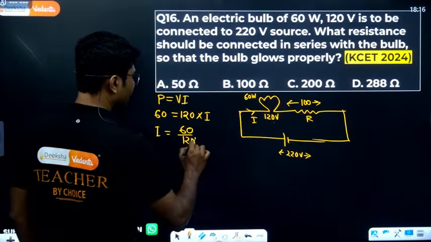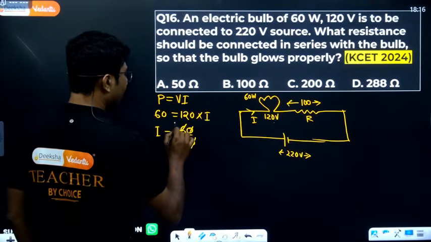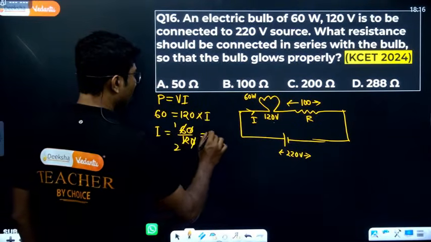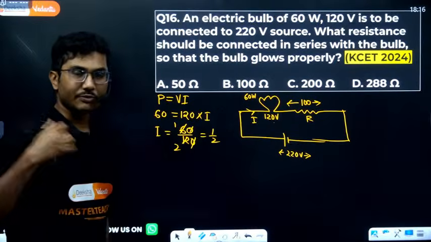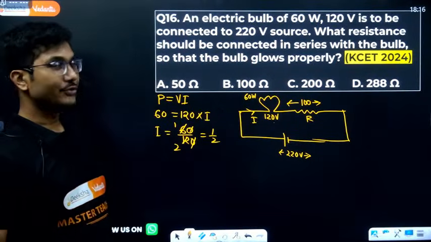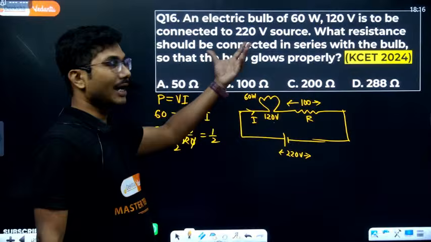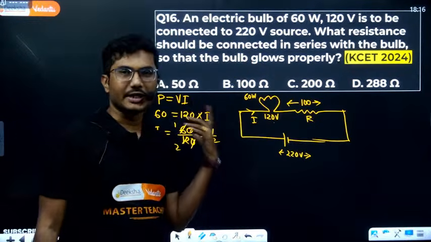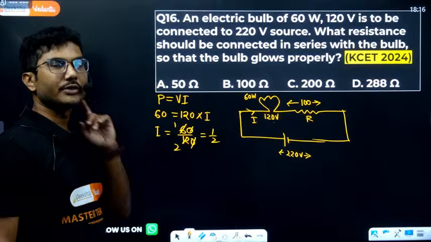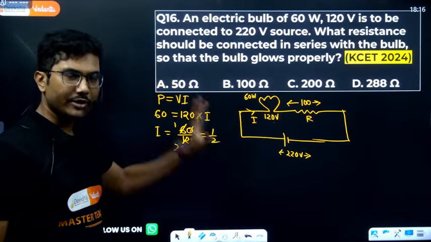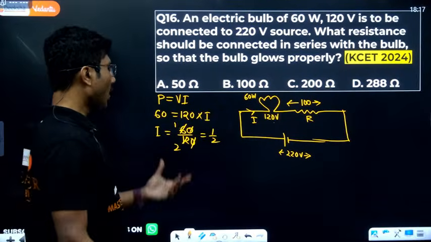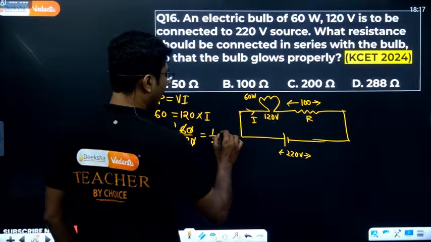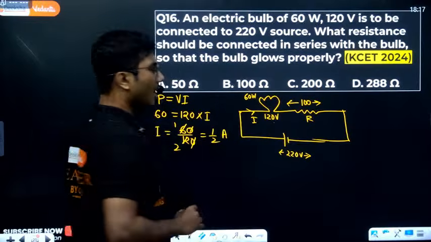Almost the same question came in 2026 as well. So if you see, the same data with just a slight change in the question is being asked repeatedly in KCET. That's why solving PYQs is super important when you are preparing for KCET. So half ampere is the current.